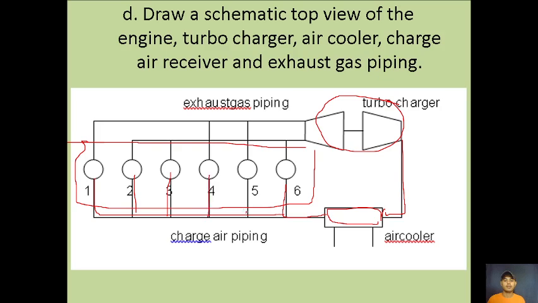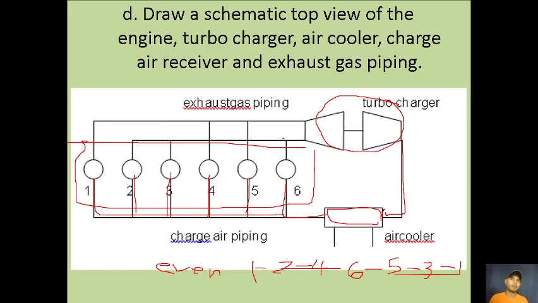Okay. So if we go with the firing order, you can check from the previous. We have 1 2 4 6 5 3 and back to 1. Okay, so let's put our exhaust gas piping in here.